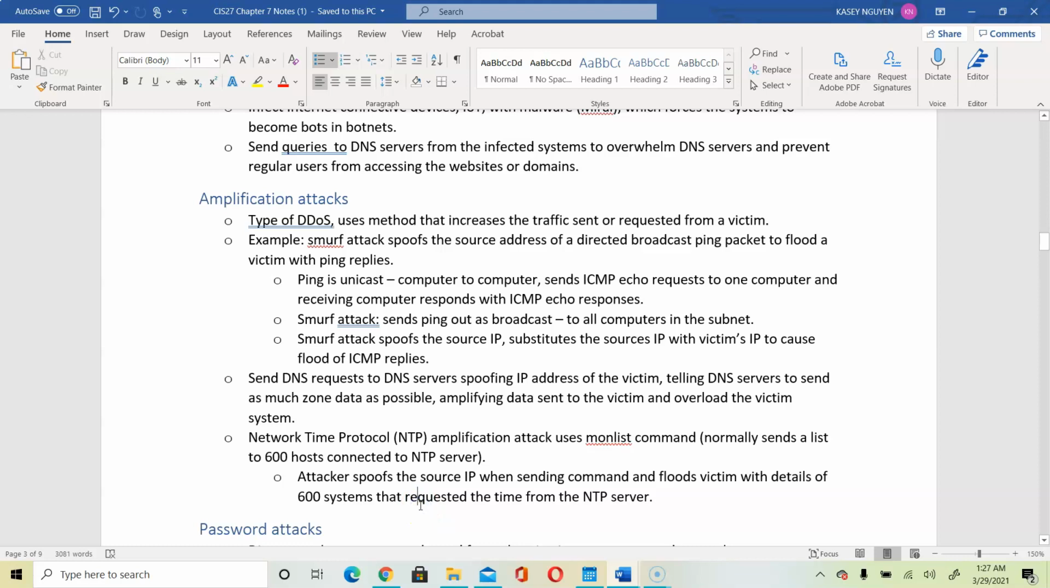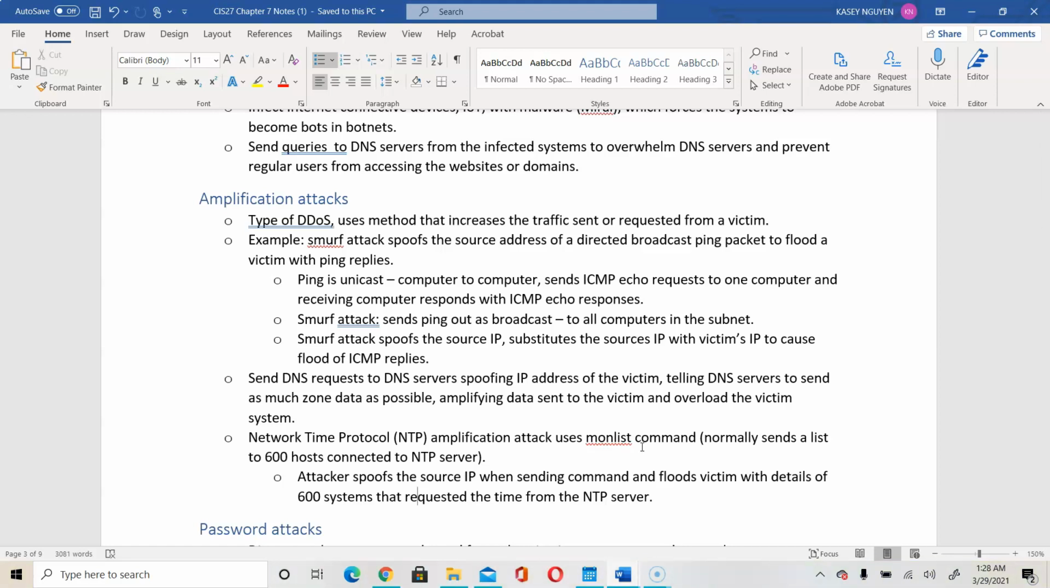Network Time Protocol, the NTP amplification attack, uses the monlist command, and because it normally would use a list to be able to identify the hosts that are connected to that server.